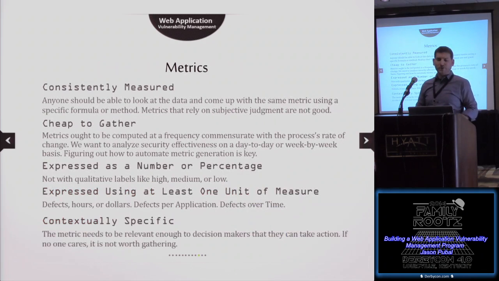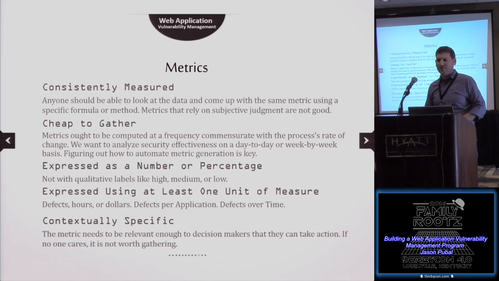I've seen a lot of bad metrics, so I want to talk for a couple of minutes about what a good metric looks like. Metrics are consistently measured. Week after week, the same data should come up with similar numbers. They're cheap to gather. If it takes you 2 days to crunch the numbers, chances are you're not going to do it enough to be effective. So automation is really key. Figure out how to do it, automate it.